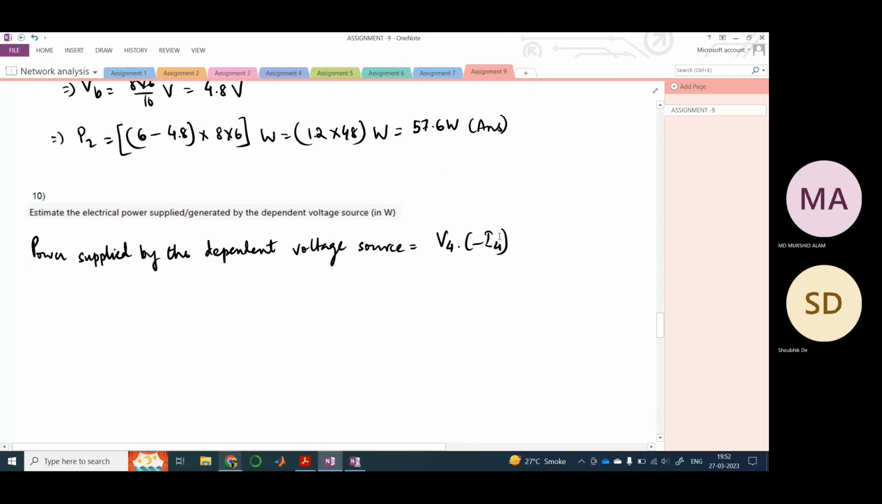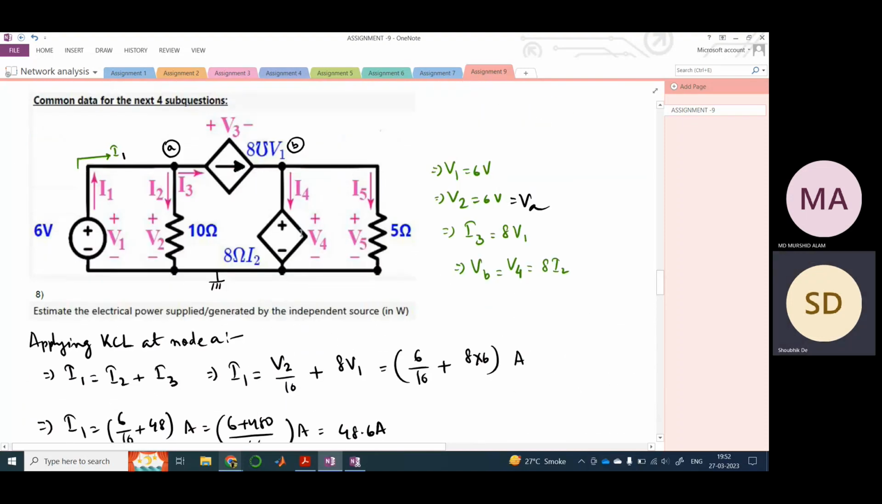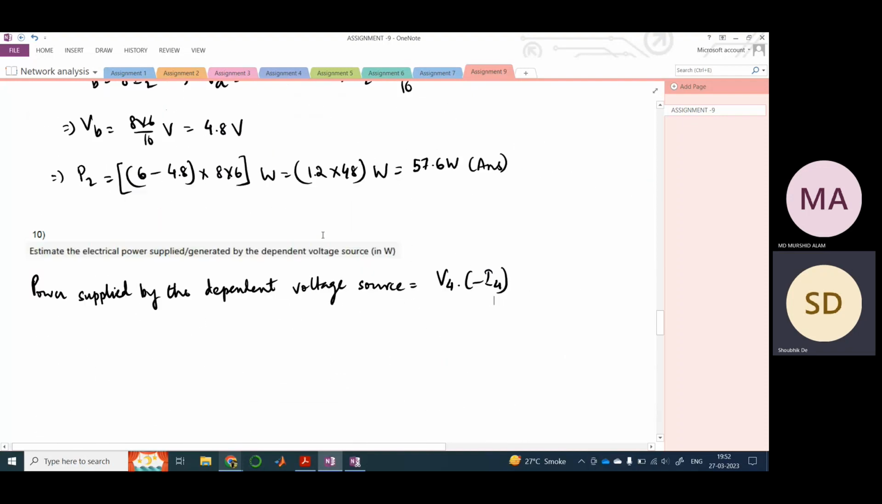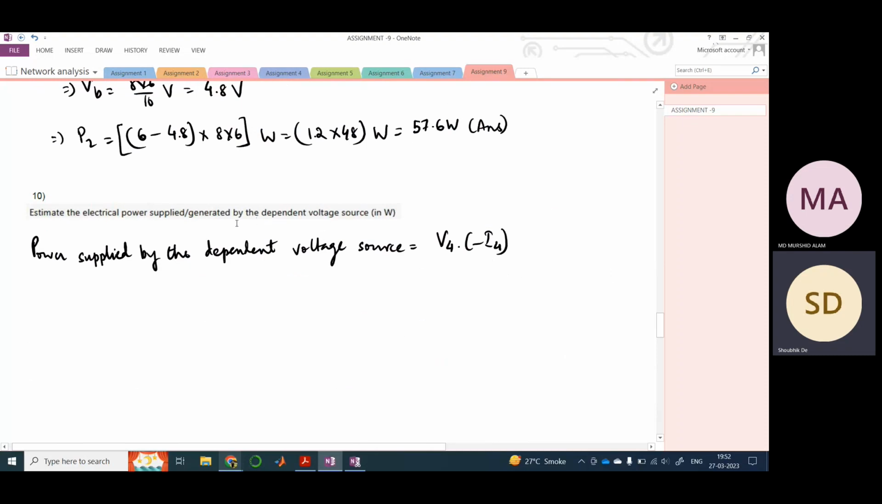Why minus? Since it is generating, the current would be flowing outwards, not inwards. I4 is actually flowing downwards, but if V4 is generating, then it would be flowing outwards. Simple. That is why this minus. If it had been V4 into I4 and not minus I4, then it would have been absorbing the power. Instead, they have asked what power it is generating or supplying, so therefore this minus sign is there. I hope this is clear.